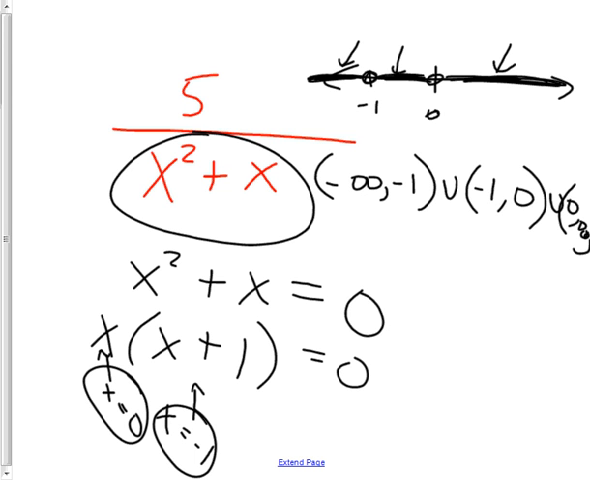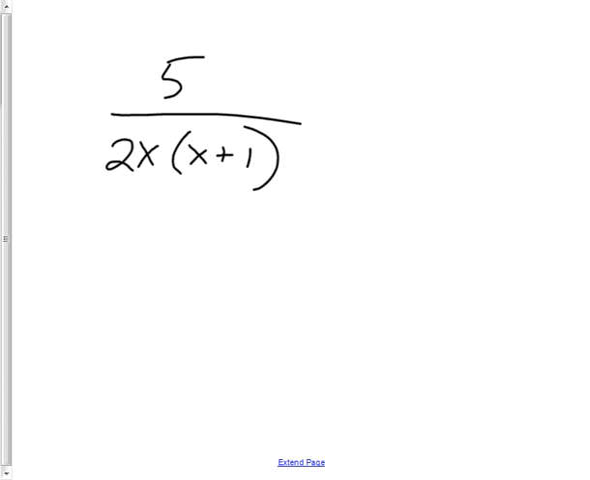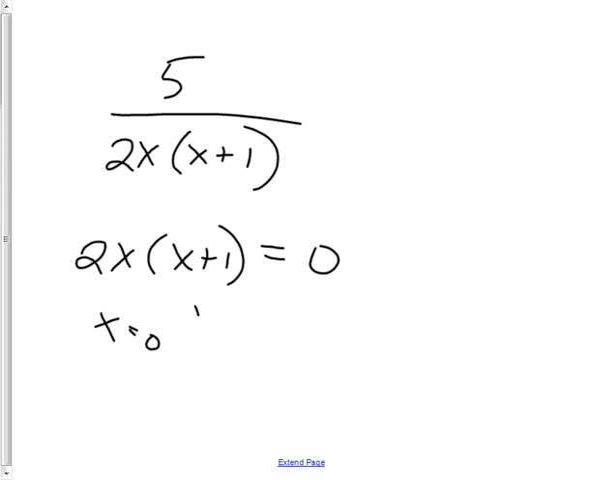All right, I'm going to give you one more that's a lot like that. Try this one. What's the domain of that function? Make yourself a number line. It'll really help. Well, I want to know where 2x and x plus 1 will equal 0. And that'll be at x equals 0 and x equals negative 1.